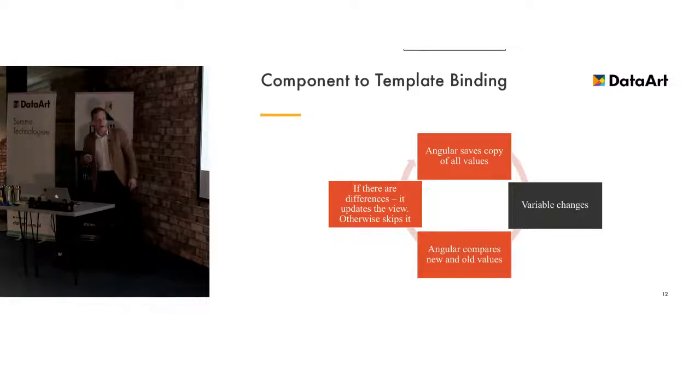And how does it work? Angular, let's start from here, variable changes. Angular compares new and old values in this syntax tree. It checks the old value in the syntax tree and the new value. And if there were any changes, it updates the view. Otherwise, it keeps it as it is. And in the end, it saves a copy of all values to a new syntax tree. In particular, it just updates the old syntax tree to be more performant. So if you're using it in a good way, it works good.